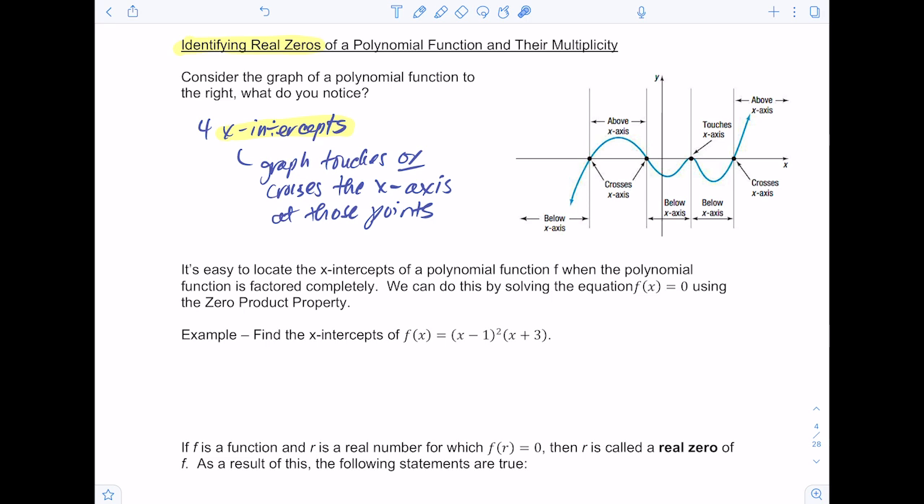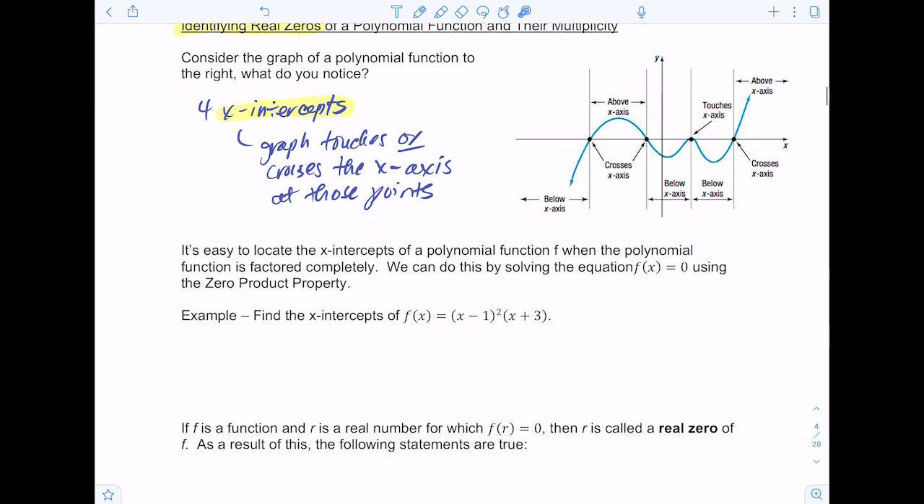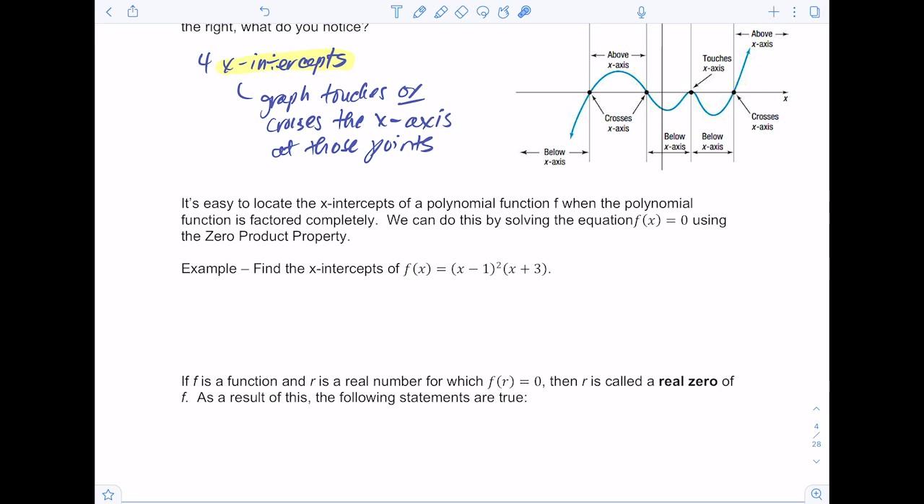So it would be like taking a roller coaster: you would be going up the hill and then down the hill. So it changes directions there. Okay, and we said that we can find the x-intercepts when the polynomial function is factored. So if we take an example here, we have f(x) = (x - 1)^2 (x + 3). And I want to find the x-intercepts.